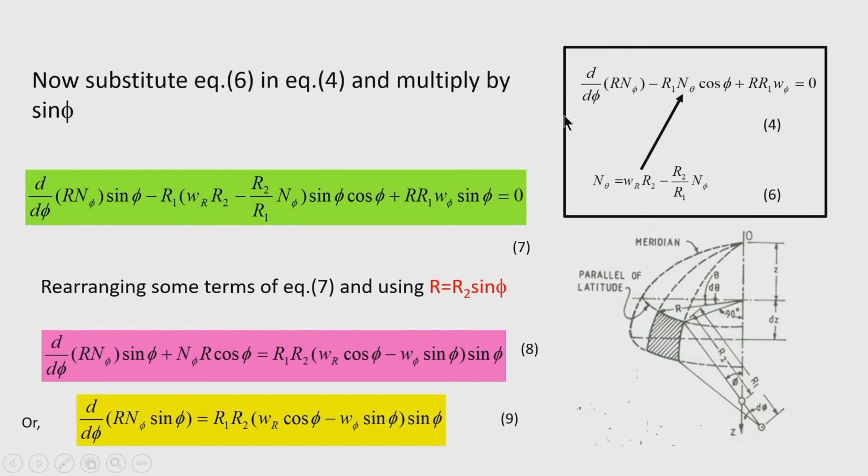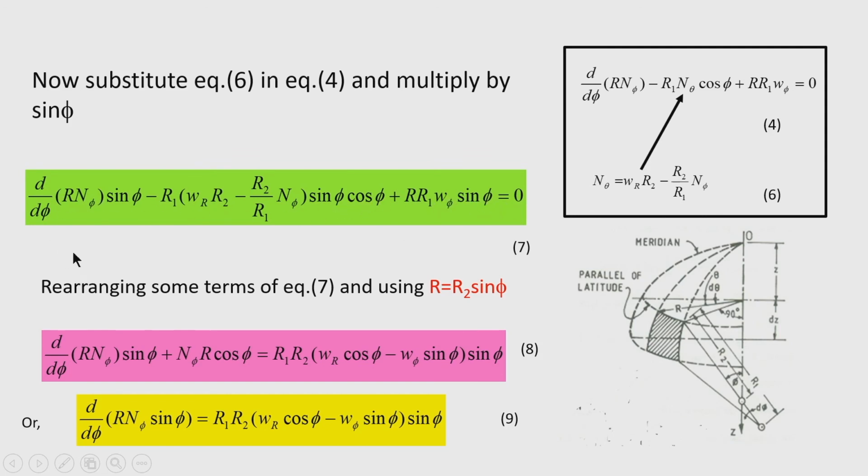So, ultimately it will be only dependent on phi, first equation. Therefore, we write d by d phi of (r n phi sin phi) minus r 1, and this quantity is nothing but n theta. So, n theta we are substituting here as w r into r 2 minus r 2 by r 1 into n phi, and whatever quantity was there earlier we write it as sin phi cos phi. Then r 1 w phi sin phi equal to 0.